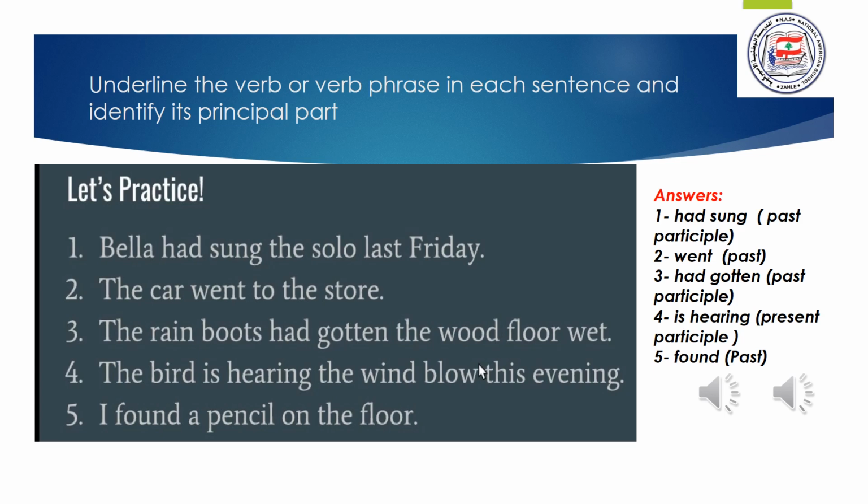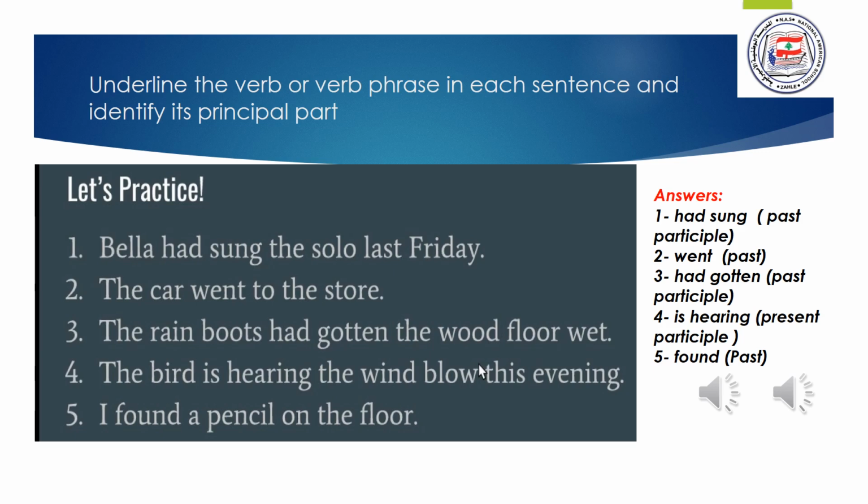It's practice time. Underline the verb or verb phrase in each sentence and identify its principal part. Number 1. Bella had sung the solo last Friday. Where's the verb? The verb phrase is had sung. Sung is the past participle and had is the helping verb that is found before the past participle form. 2. The car went to the store. Went is the verb and shows us the past form.